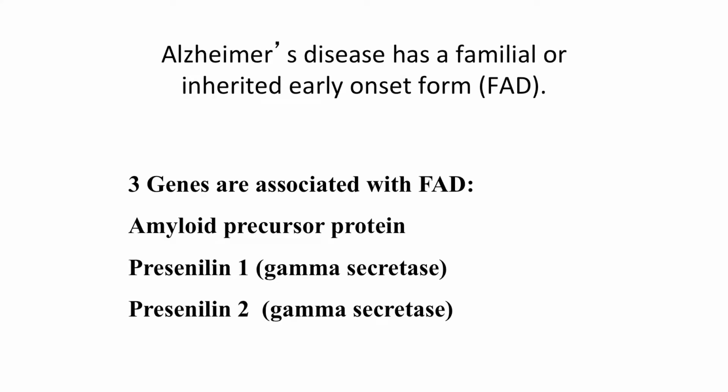So based on the genetics then, it led to the development of the amyloid cascade hypothesis because the genes that are associated with familial Alzheimer's disease either are the precursor for A beta itself or the two different isoforms of the enzyme that proteolytically cleave this to make A beta. And that includes presenilin 1, which is also known as gamma secretase, and there's a slightly different form called presenilin 2 that is also gamma secretase that cuts this protein.